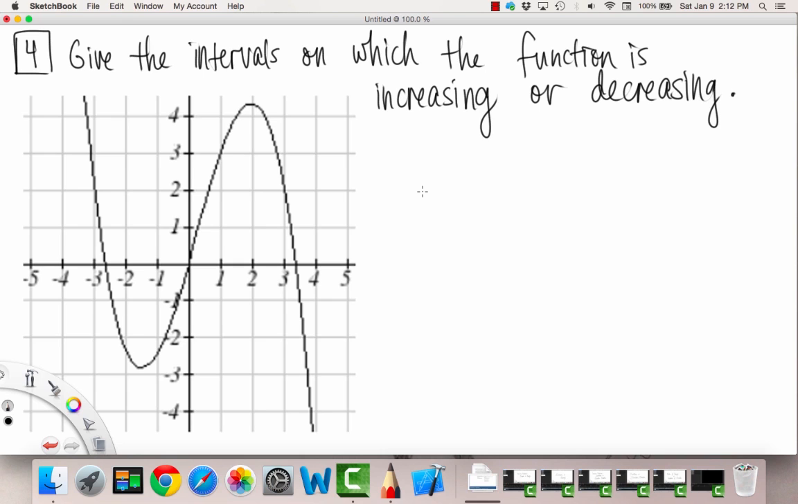That's the joint. Okay, number 4 asks us to give the intervals on which the function is increasing or decreasing. When you look at a graph, you can tell whether it's increasing or decreasing depending on the slope of the graph.